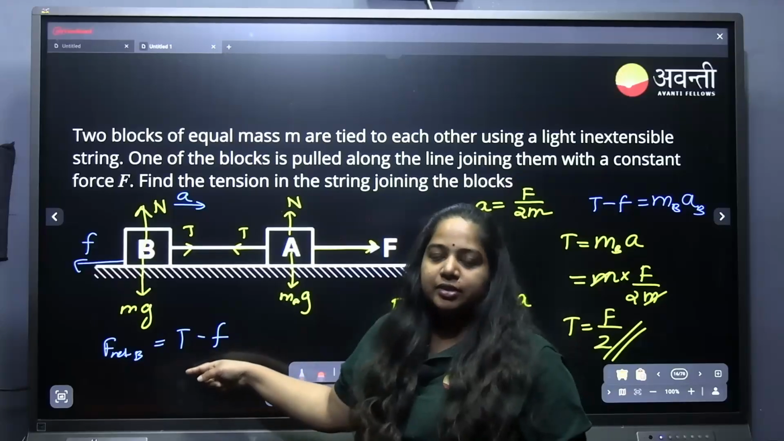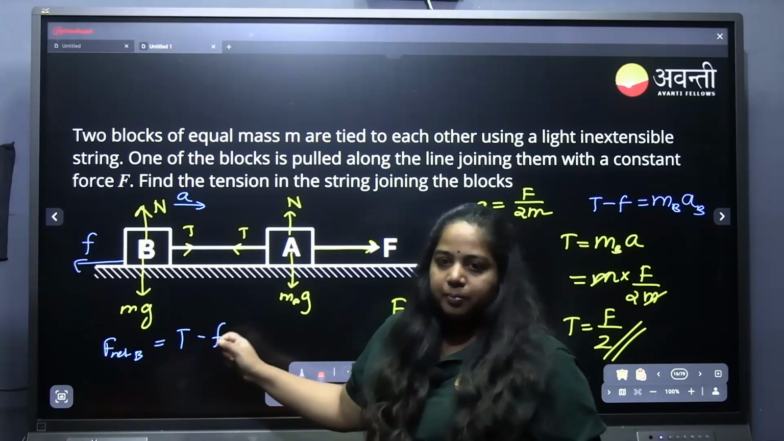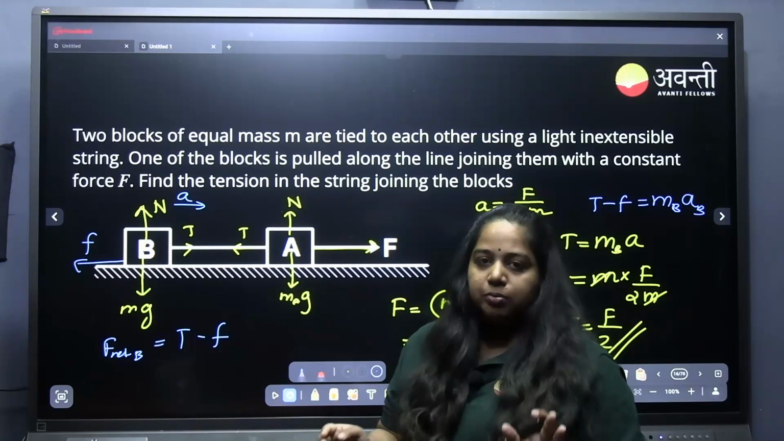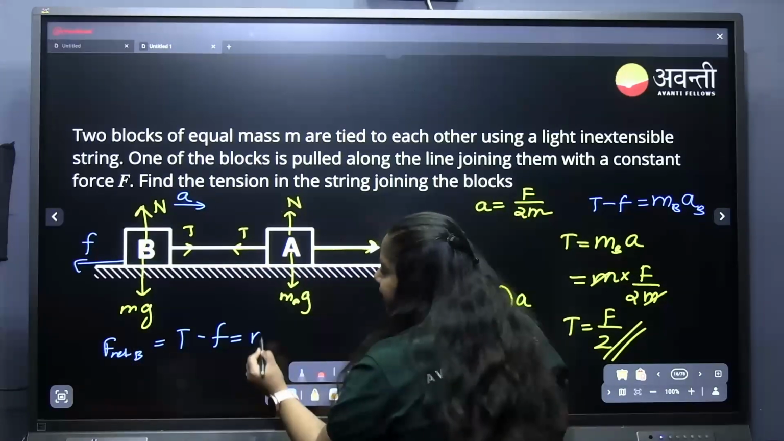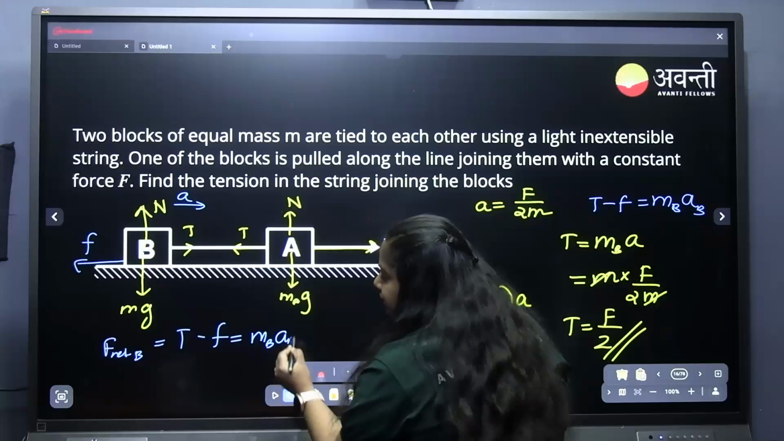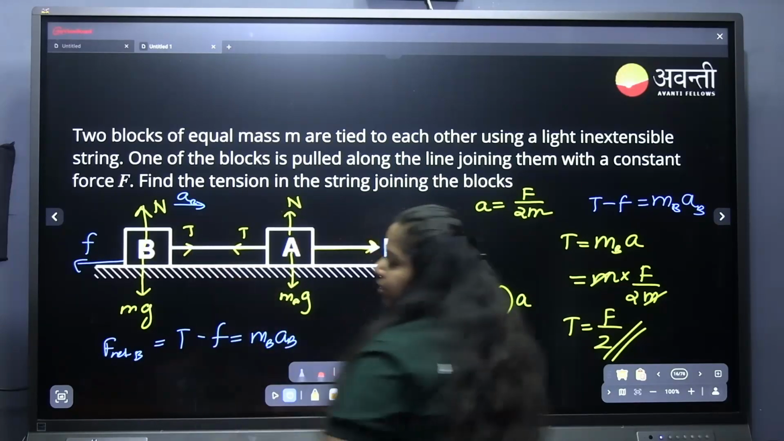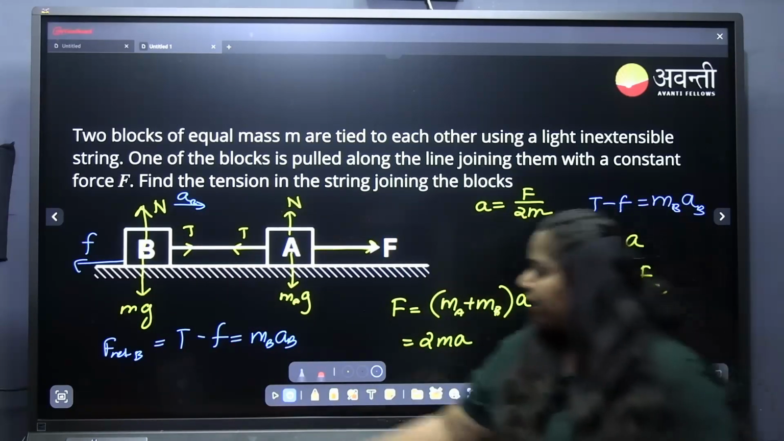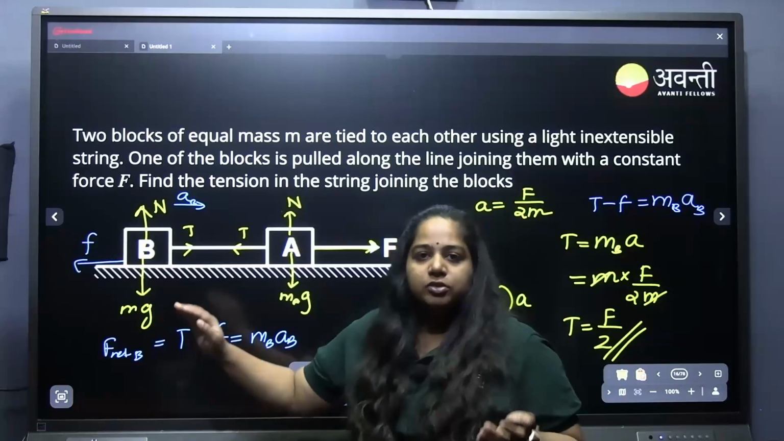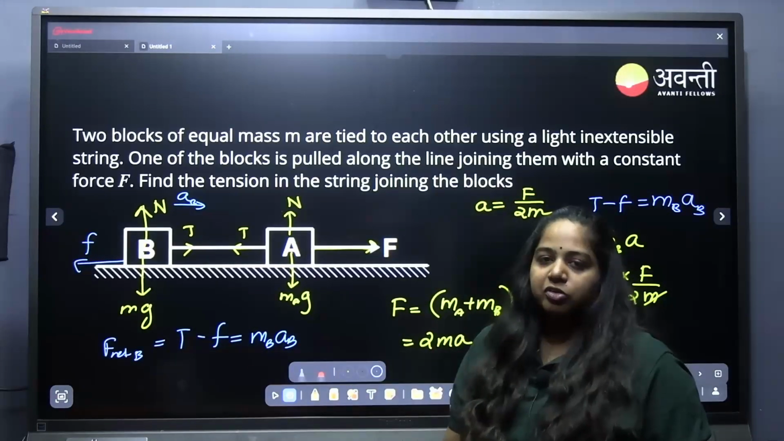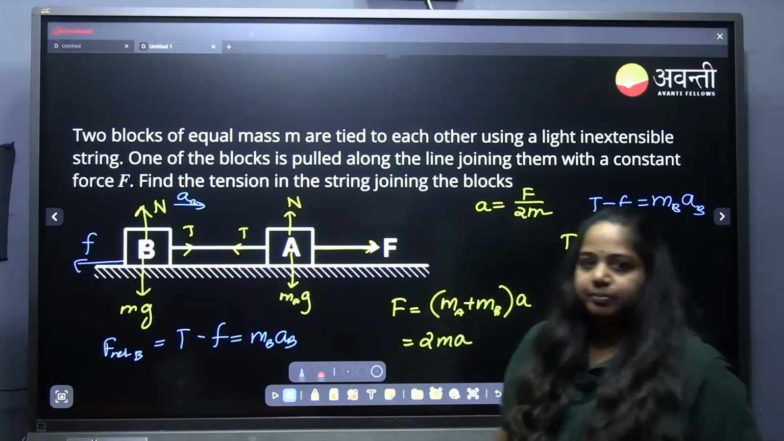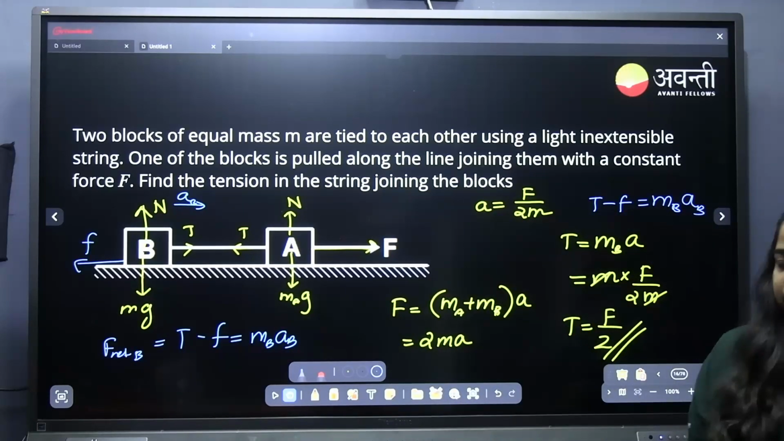This much did you understand? Okay, net force on B will be tension minus friction. This F net we are writing as mass of B into acceleration of B. F equal to ma, so it is of B, so mass of B into acceleration of B. That's how we will equate. Is it clear now? Okay, then we will move to the next topic.